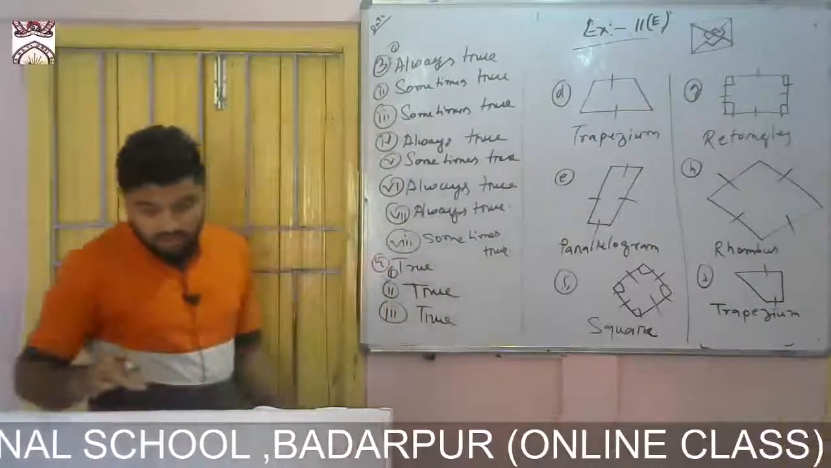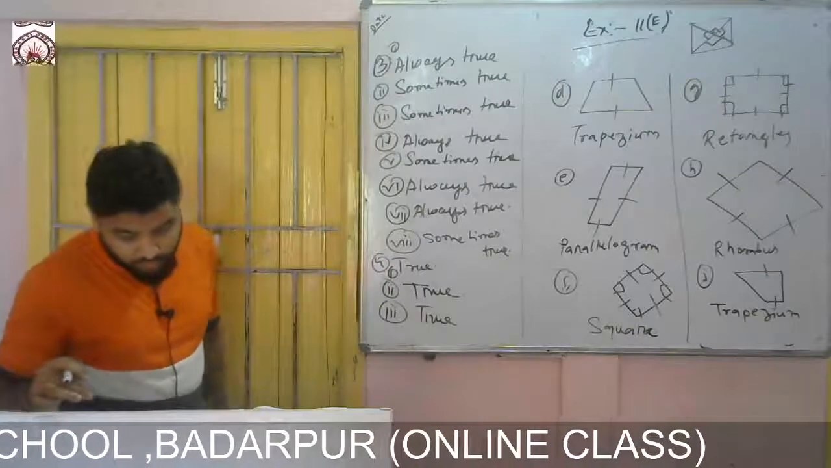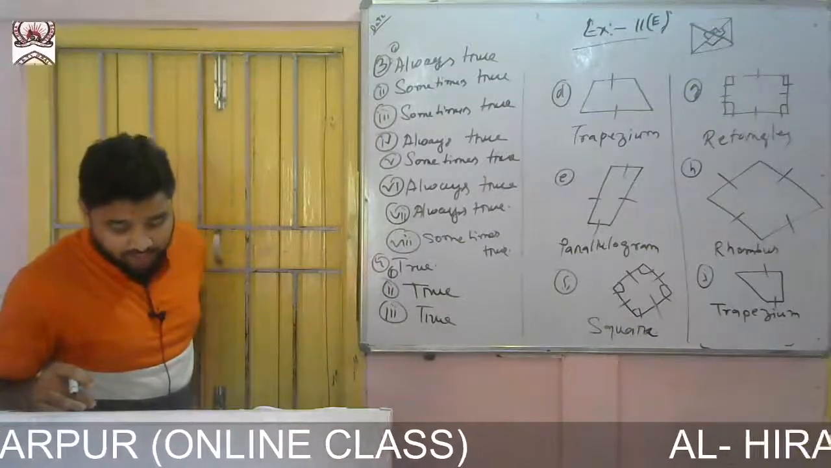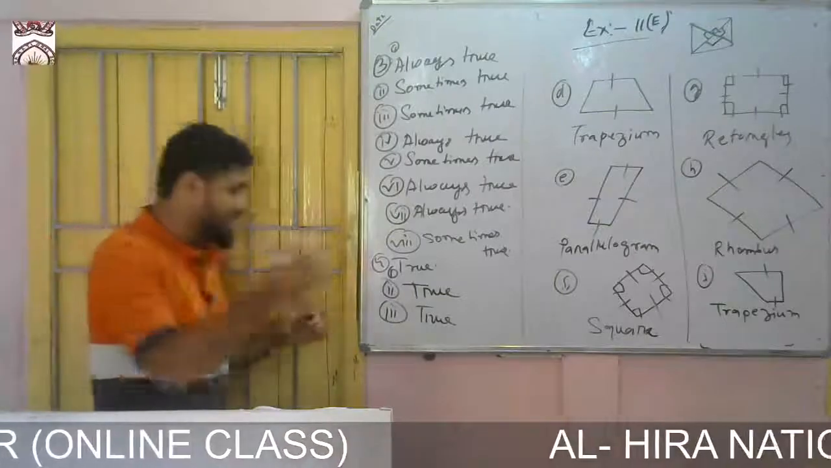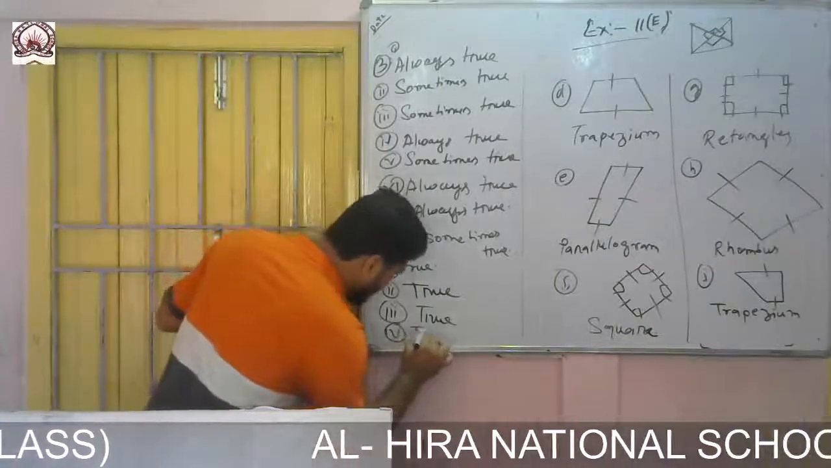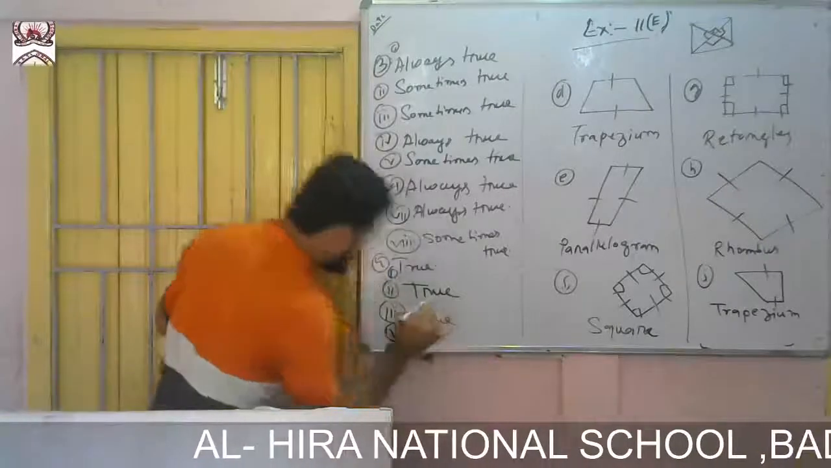True. Now come to question number 4. All sides of a rhombus are of equal length. It is true. In the rhombus all the sides are equal. So 4, it is equal. It is true. Okay.